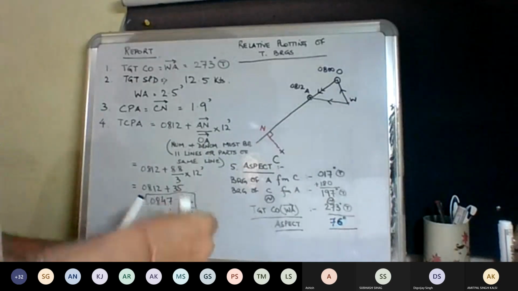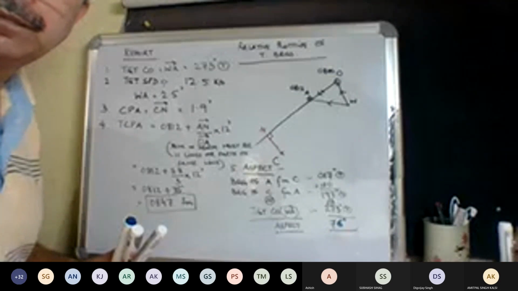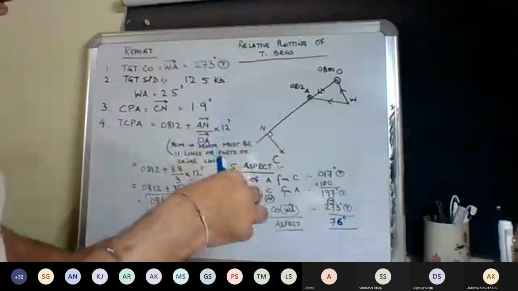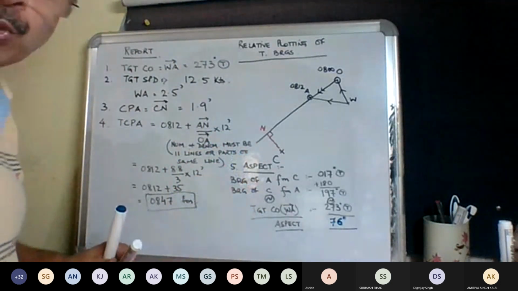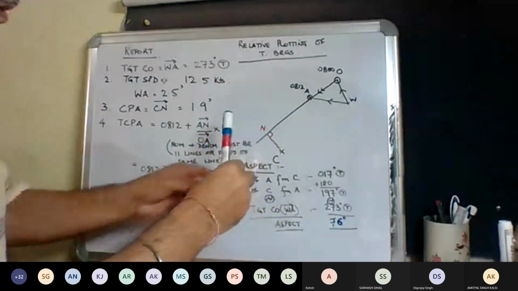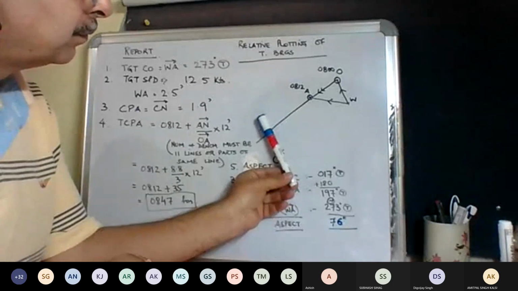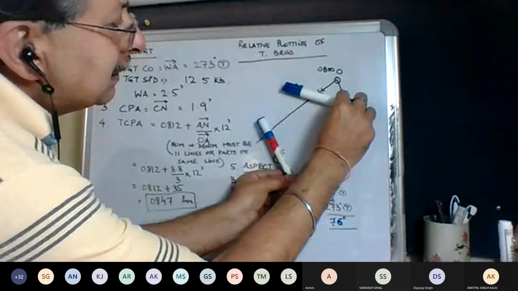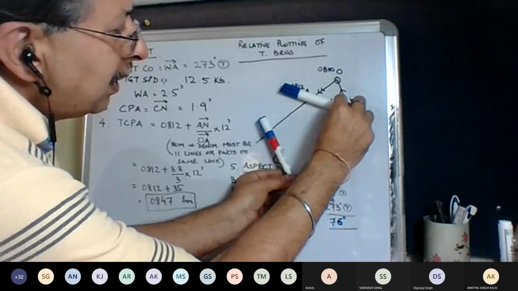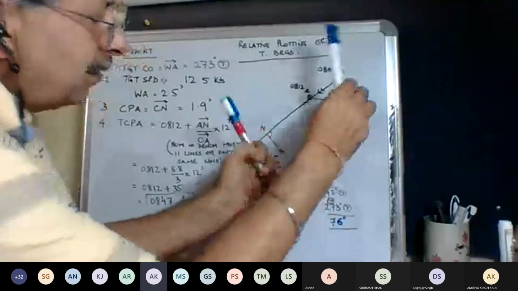Now I have to name it. For naming, there are two ways to do it. How to name it? One is put yourself on Charlie, on your heading of 340. Target is coming like this. At night, what light of the target will you see? Red. Red.